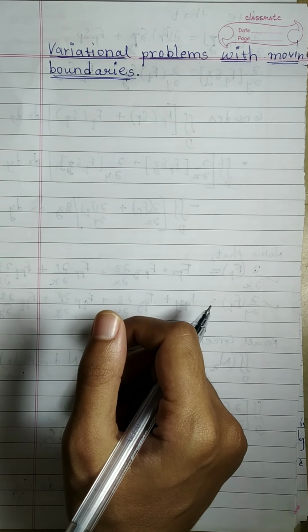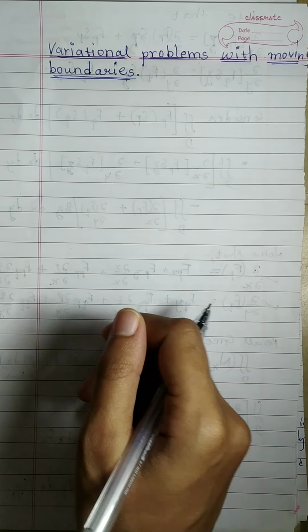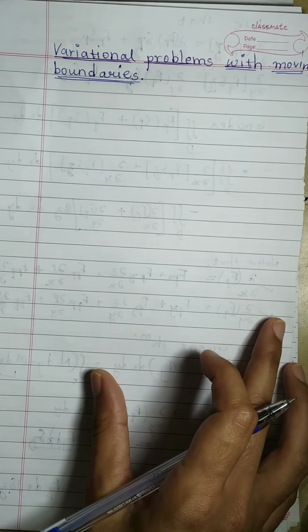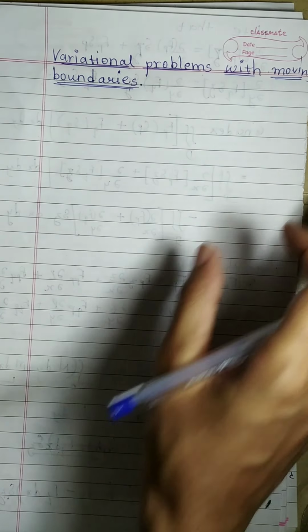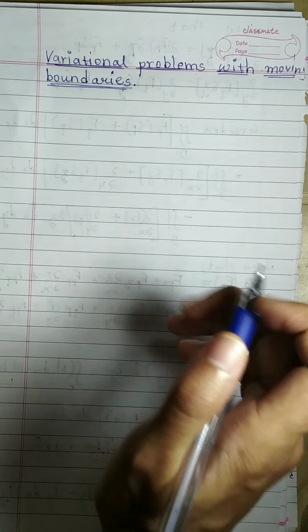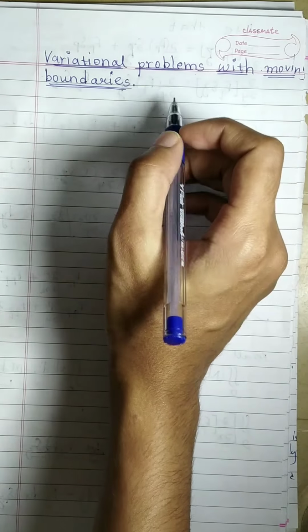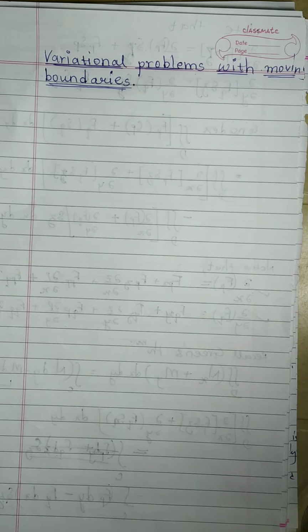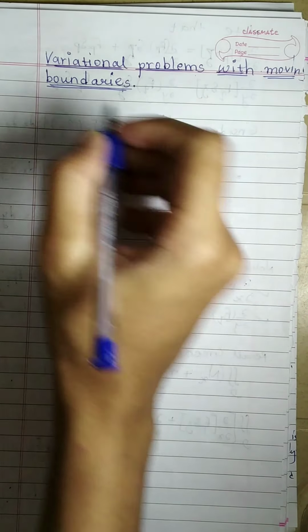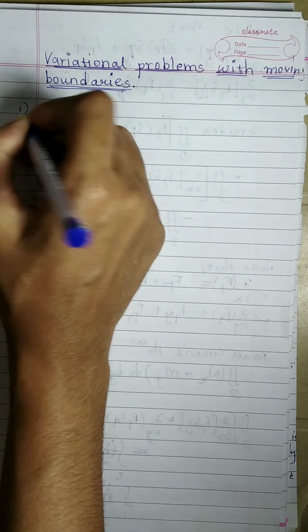Hello everyone. In the last video, we have seen the steps to solve a variational problem with moving boundaries. Now let us take one example.